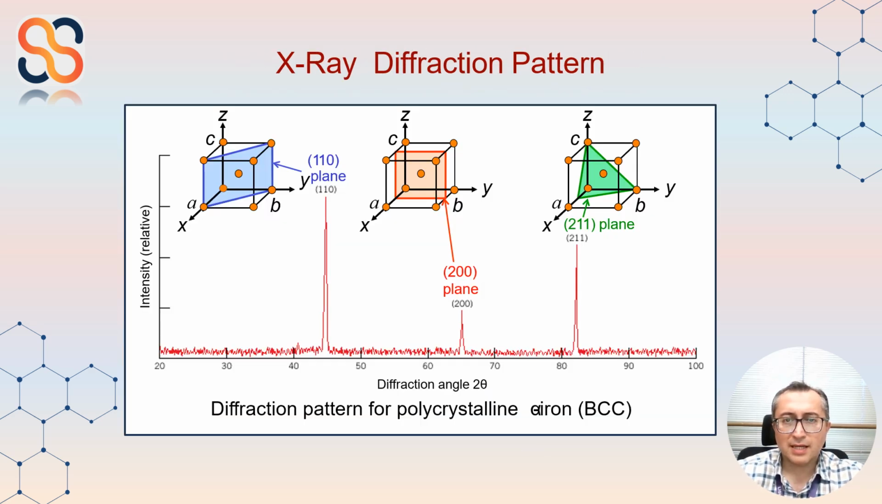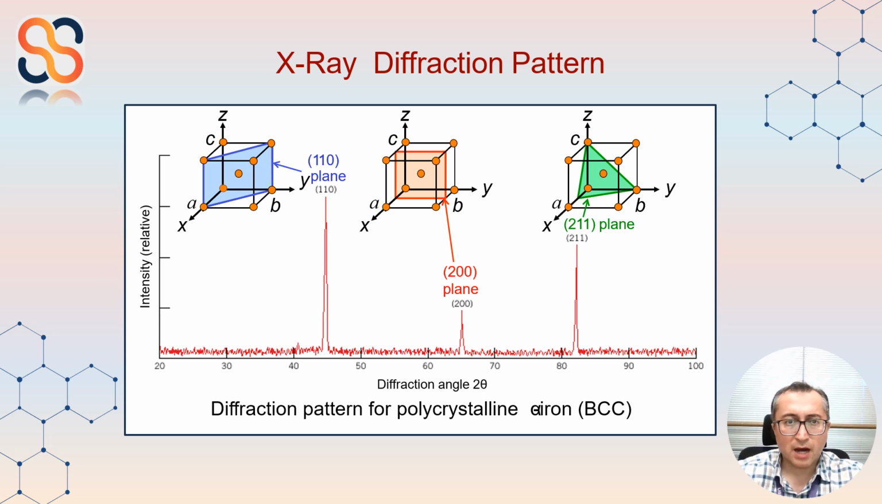Well, let's take a look at the X-ray diffraction patterns for polycrystalline alpha iron, which has a body-centered cubic BCC structure. In this pattern, you can see distinct peaks that correspond to different crystallographic planes. Each peak represents the diffraction of X-rays by a specific set of planes in the crystal structure. 110 plane. This peak is associated with the 110 crystallographic plane. The intensity and position of this peak provide information about the arrangement of atoms within that plane.